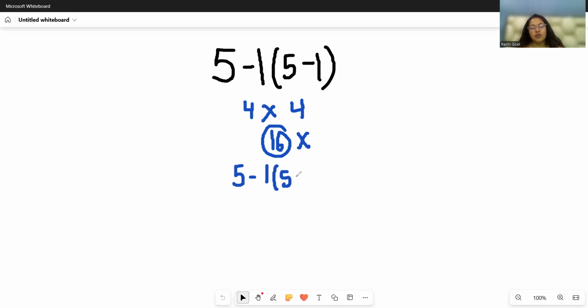When in an expression you have multiple operations like subtraction, bracket, and in the bracket there is a subtraction, then you have to follow the BODMAS or PEMDAS rule. Comment down below what you call it in your country.